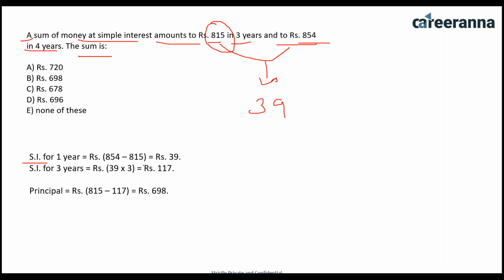So SI for 1 year is this. And I told you simple interest is the same for all the years. So for 3 years it would be 117. Now principal would be amount minus interest, which is 698. So the answer for this question is option B. All of you gave correct answers. Very good. Is it clear to all?